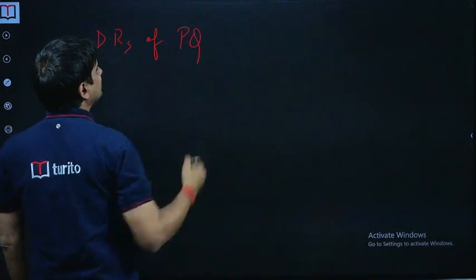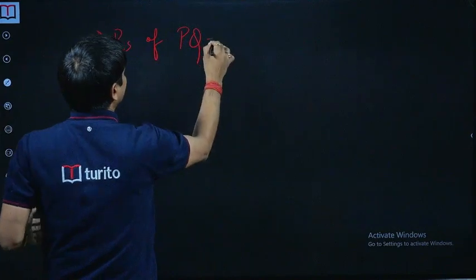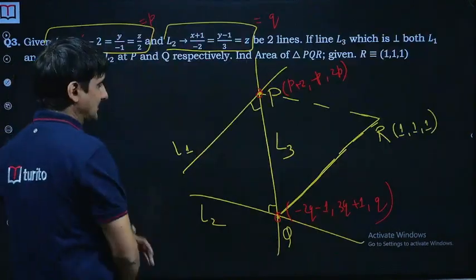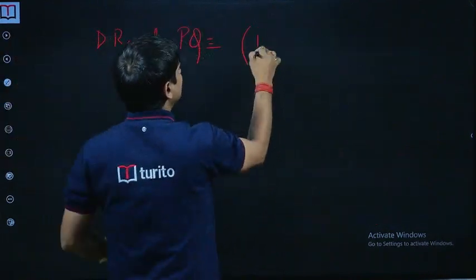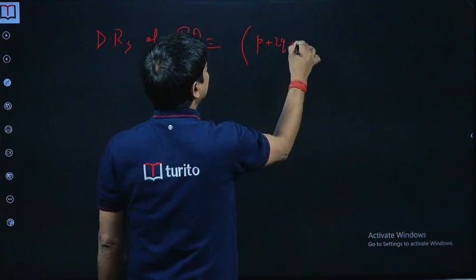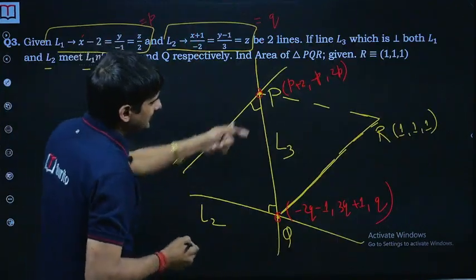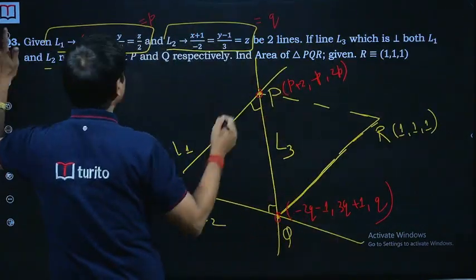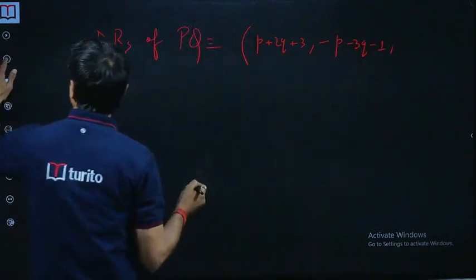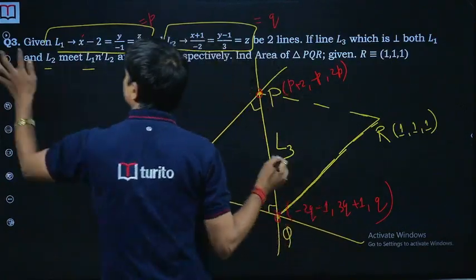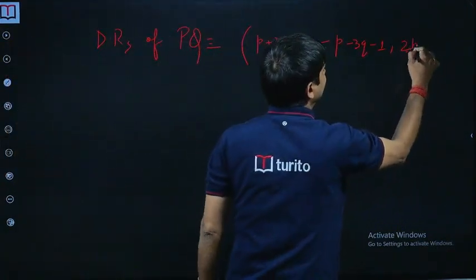Now, can we write the DRs of PQ? Answer is yes, we can. How? We know it is x2 minus x1. So it will be p plus 2q plus 3 for x2 minus x1, and then y2 minus y1, so minus p minus 3q minus 1, and then z2 minus z1, so it's 2p minus q.